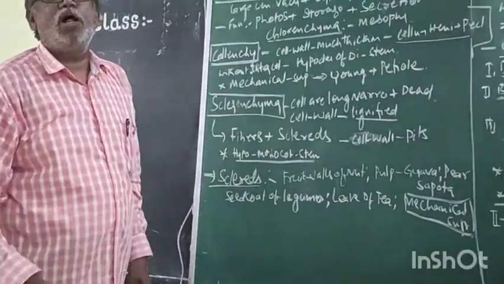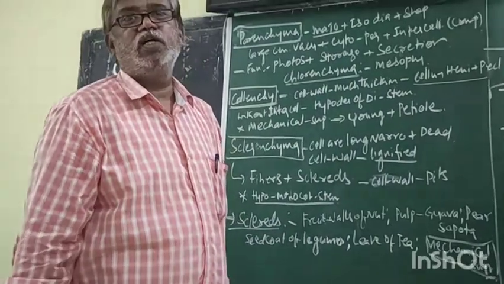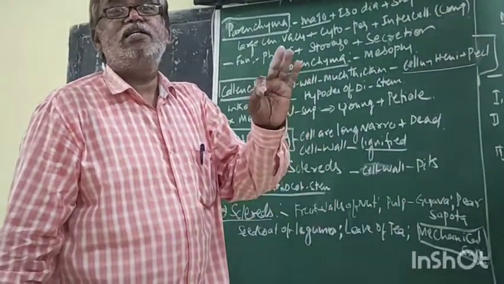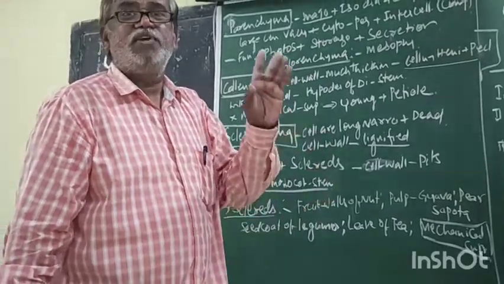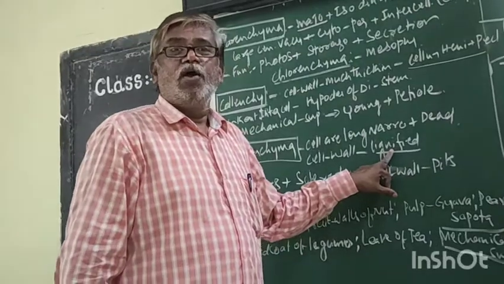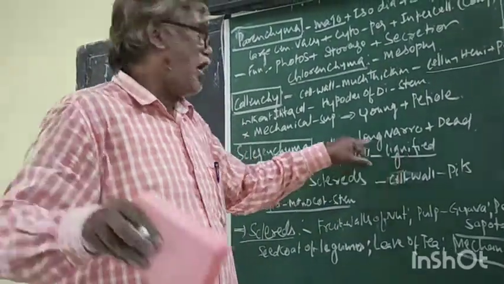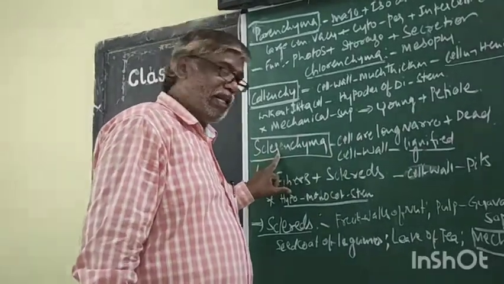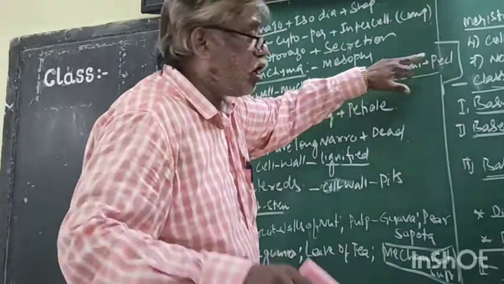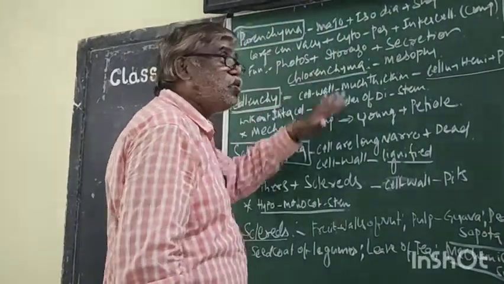Lignin. If the cell wall is made with lignin, the cell is dead. The cell wall of a dead cell must contain lignin. The presence of lignin in the cell wall is the character of sclerenchyma. The presence of pectin is the character of chlorenchyma. But cellulose is common to all.